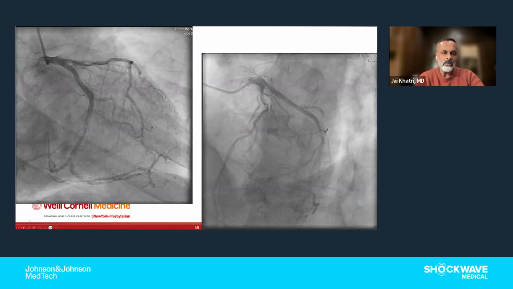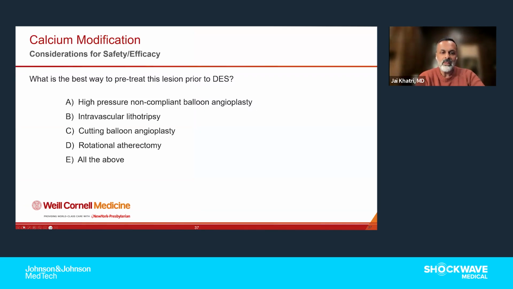So if we go to the next slide, I'll show you these are two stills of his coronary tree. So left dominant circumflex and proximal LAD disease that's quite angulated. And so we'll go to the same questions. How would you approach this? What would be the best way prior to deploying a DES? High pressure NC balloon, IVL, cutting balloon angioplasty, rotational atherectomy, or all of the above?